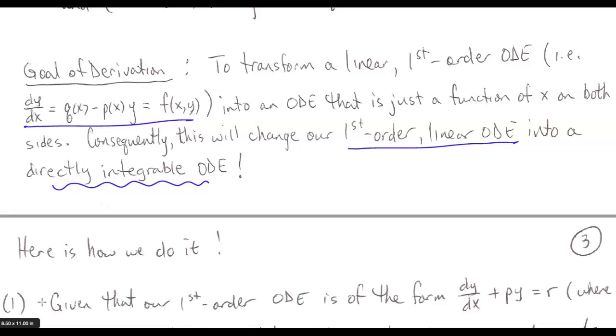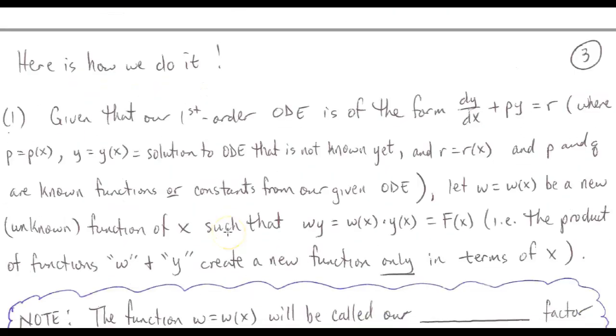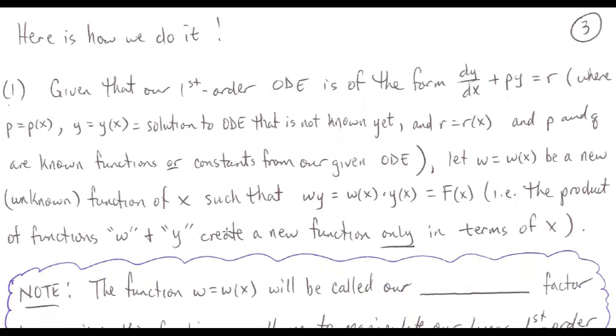Okay. All right. So here's how we actually go about solving these types of equations. First thing, given that our first order ODE is of this form here, and notice that I've put it in the form that I prefer, we know that P of x and y of x are functions of x, where P of x is known, and y of x is what we're actually trying to solve for. And of course, P of x and R of x here could either be functions or constants.